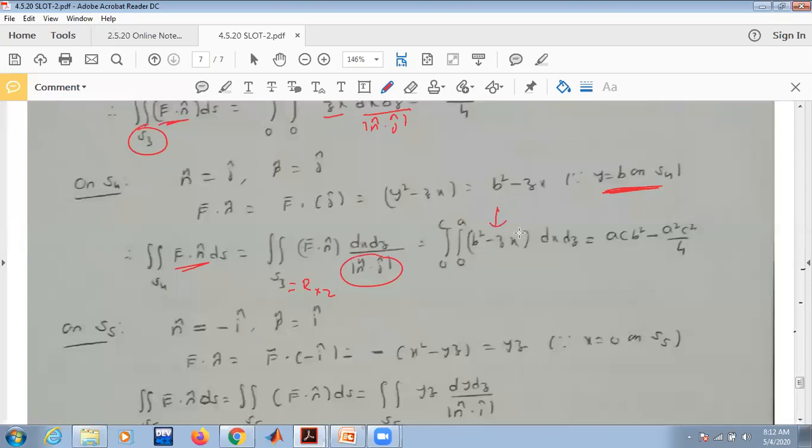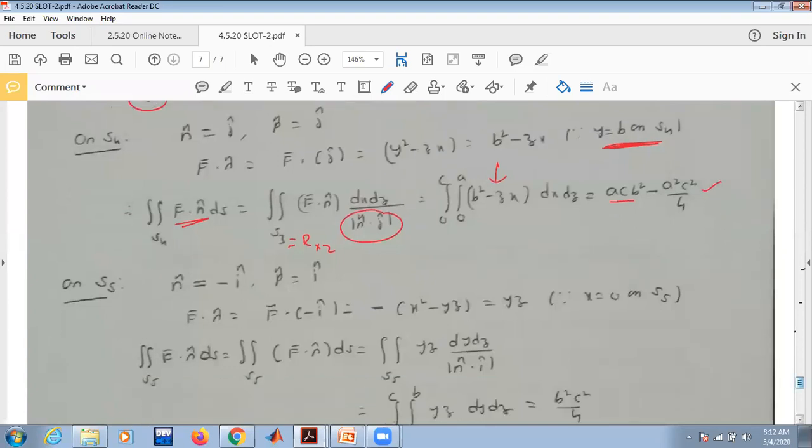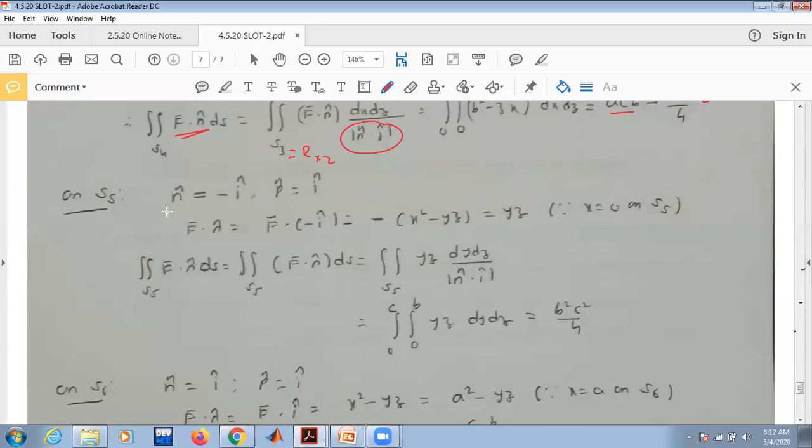B square minus zx. When you integrate, you will get a c b square minus a square c square by 4. Now finally, S5. S5 is a part of YZ plane. On YZ plane, x equal to 0. And on YZ plane, outward normal vector is minus i bar. So modulus of n bar dot i bar is modulus of minus i bar dot i bar, modulus of minus 1 equal to 1.